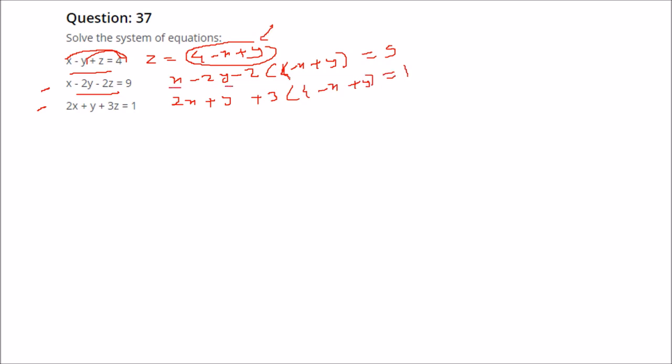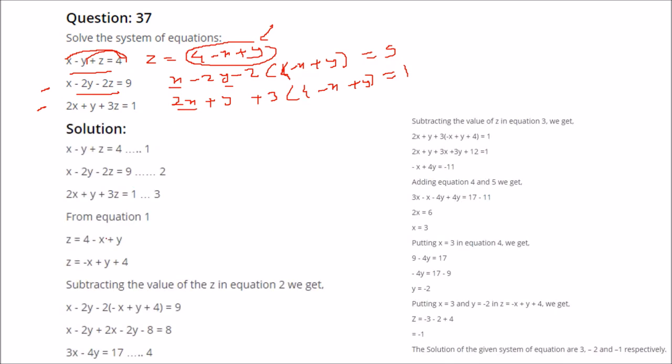Now here you have only x and y. So we will have equations in the form of x and y. So exactly what we have done, we have taken z in the form of x and y and substituted it here, solved. So you get 3x minus 4y equal to 17.